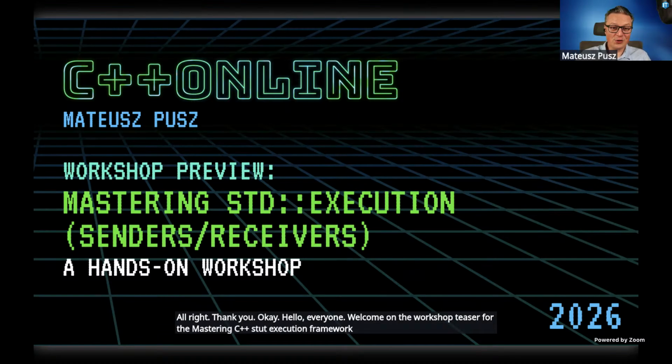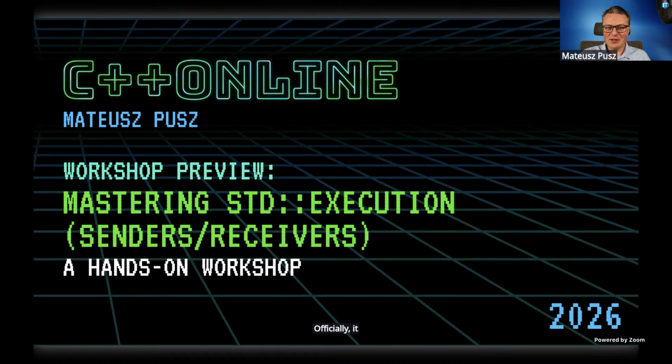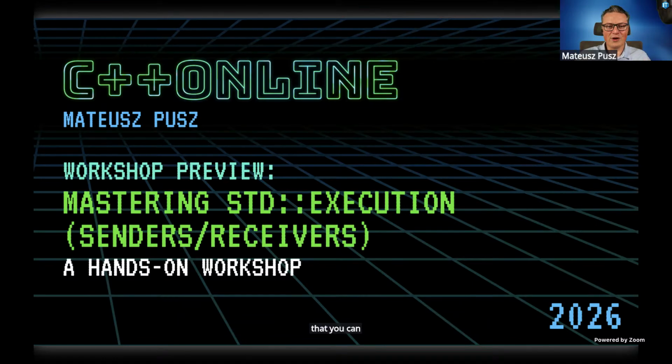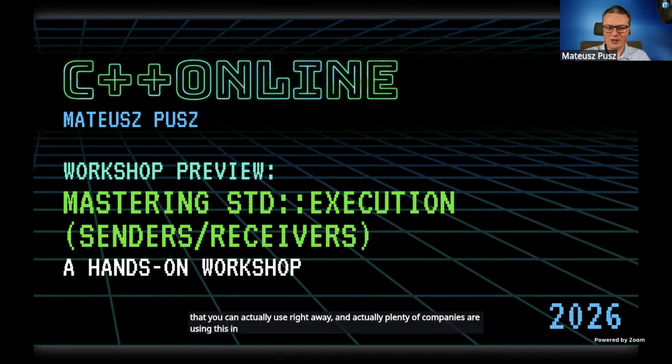It's also called senders receivers because this is how it originated. But officially, it landed in C++26 as the std::execution framework. But you don't have to wait for C++26 for this to be used, because it is working on the C++20 language. And there is a reference implementation from NVIDIA and other companies that you can use right away. And actually, plenty of companies are using this in production already as we are speaking about this workshop here.